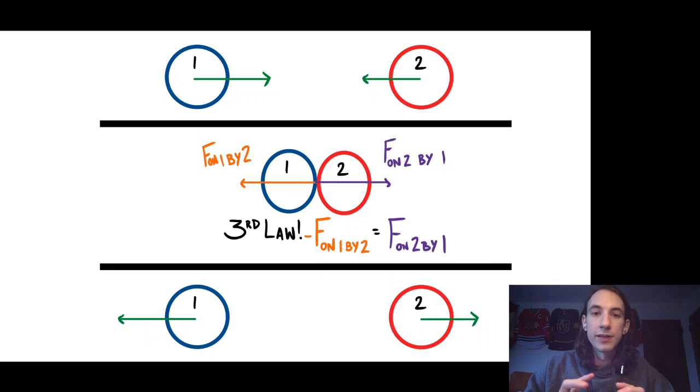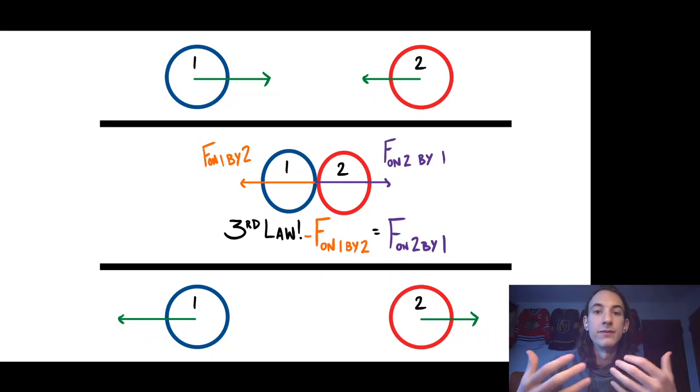So if we look at this, we can say, okay, object 1 has a force acting on it by object 2. And then object 2 has this force acting on it by object 1. And we know Newton's third law tells us these have to be equal and opposite to each other. So negative force on 1 by 2 is equal to positive force on 2 by 1. These forces have the same magnitude as each other, but they're happening in different directions.